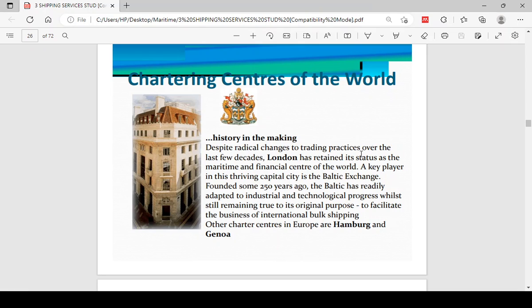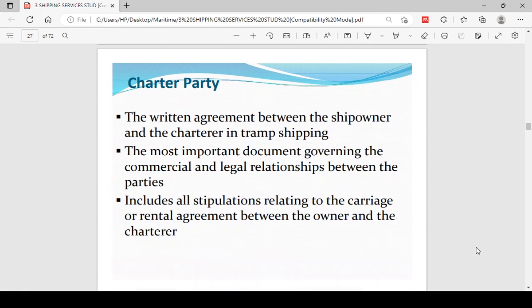So the charter party essentially is a written agreement between the ship owner and charterer in tramp shipping. It is the most important document governing the commercial and legal relationships between the parties. And it would include all the stipulations, all the terms and conditions to the carriage or rental agreement between the owner and the charterer. It's a very, very important document, just like the bill of lading is to liner shipping.